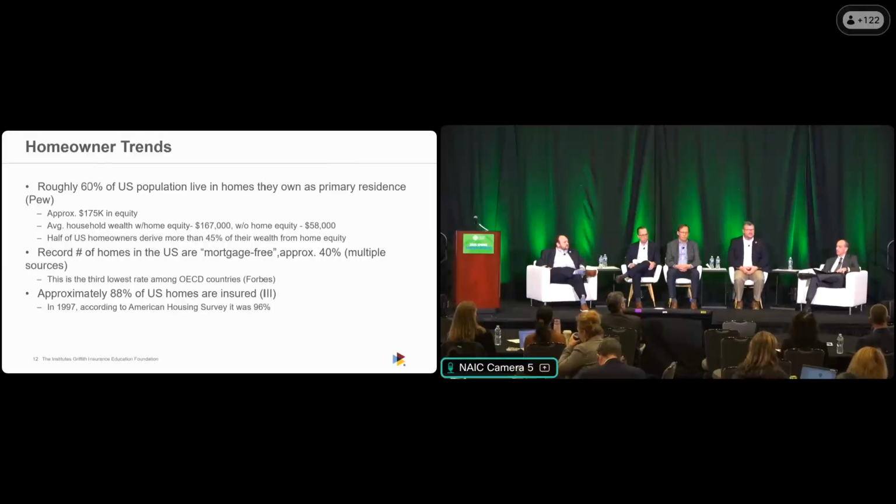This next line should be the one that scares everybody in this room, right? The average amount of equity in a house is $175,000. The average household wealth with equity is $187,000. Most people don't have anything besides their home, right? That is their main source of savings. U.S. households save less than 3% a year on average. Everybody's relying on Social Security. So if you think about that, how many people out there are counting on their homes to be there when it comes time for the retirement plans?